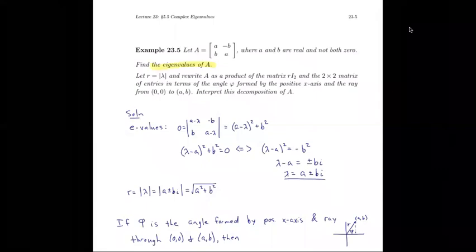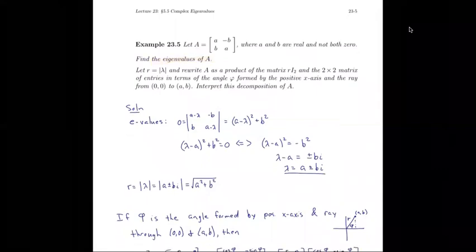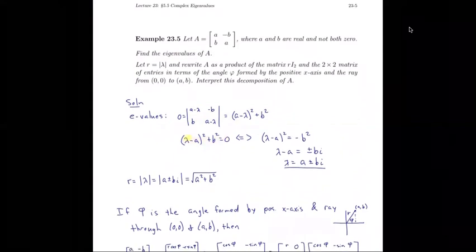So first we're asked to find the eigenvalues of A. When we do so, we set up the determinant of A minus lambda I and set it equal to 0. We end up with this equation right here: lambda minus A, quantity squared, plus B squared equals 0. It's our characteristic equation. Solve for lambda by subtracting B squared from both sides, then take the square root of both sides, plus or minus on the right.